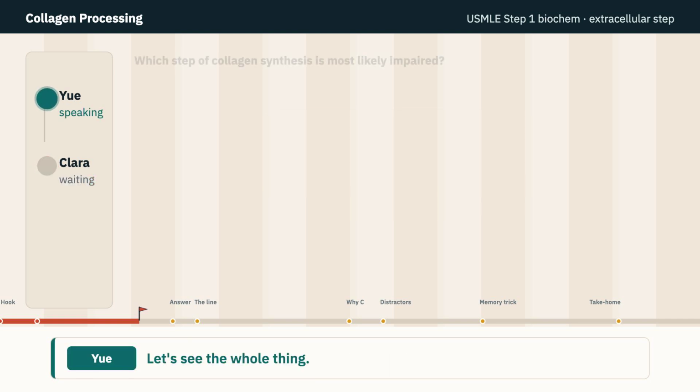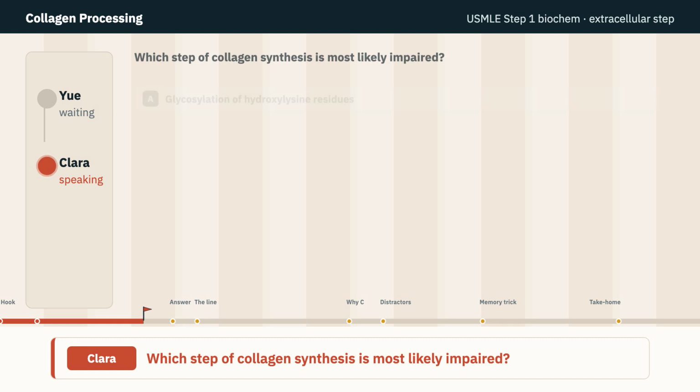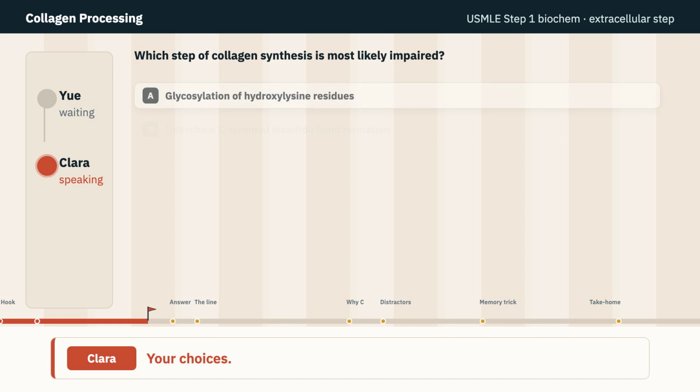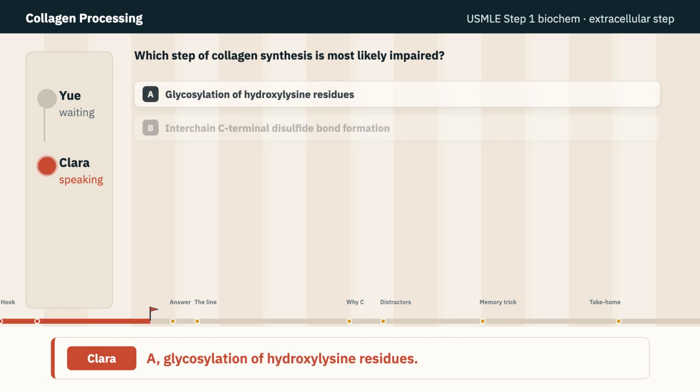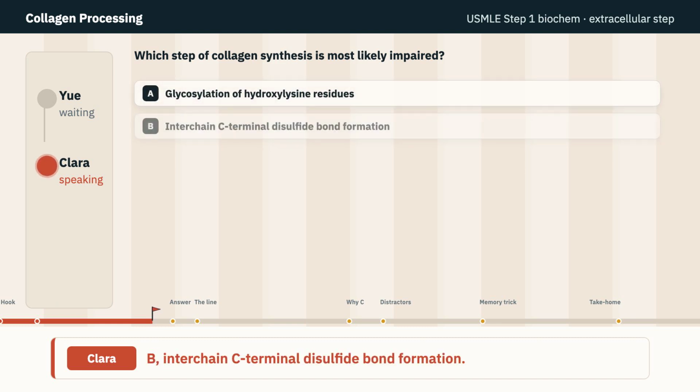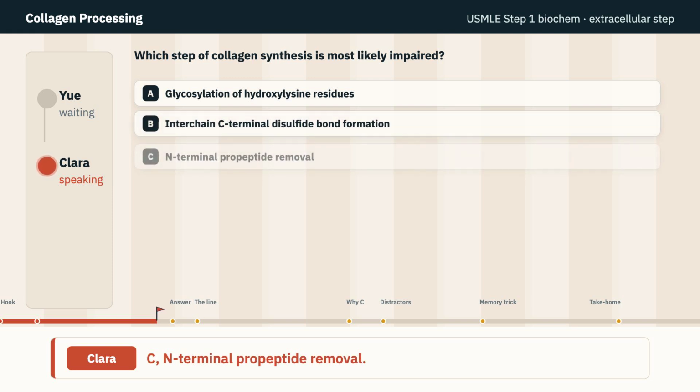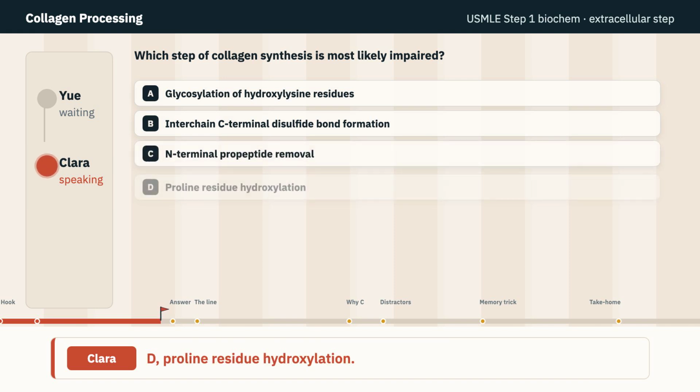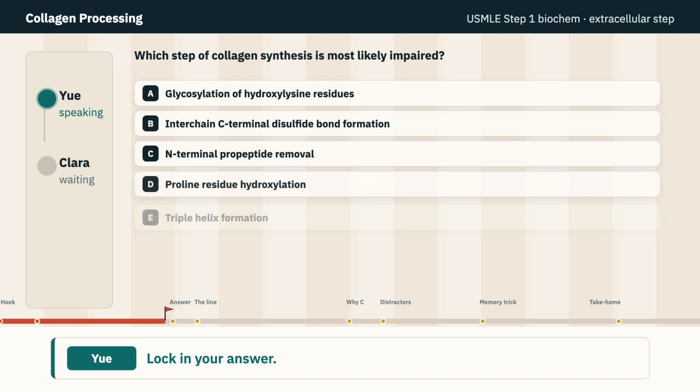Let's see the whole thing. Here's the question. Which step of collagen synthesis is most likely impaired? Your choices. A. Glycosylation of hydroxylysine residues. B. Interchain C-terminal disulfide bond formation. C. N-terminal propeptide removal. D. Proline residue hydroxylation. E. Triple helix formation. Lock in your answer. 5 seconds.